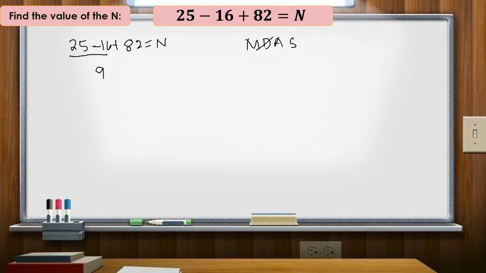Next, copy plus 82 equals n. Then 9 plus 82 is 91. So our final answer is 91. Again, I repeat: if subtraction comes first, you must perform the subtraction. If addition comes first, then addition.